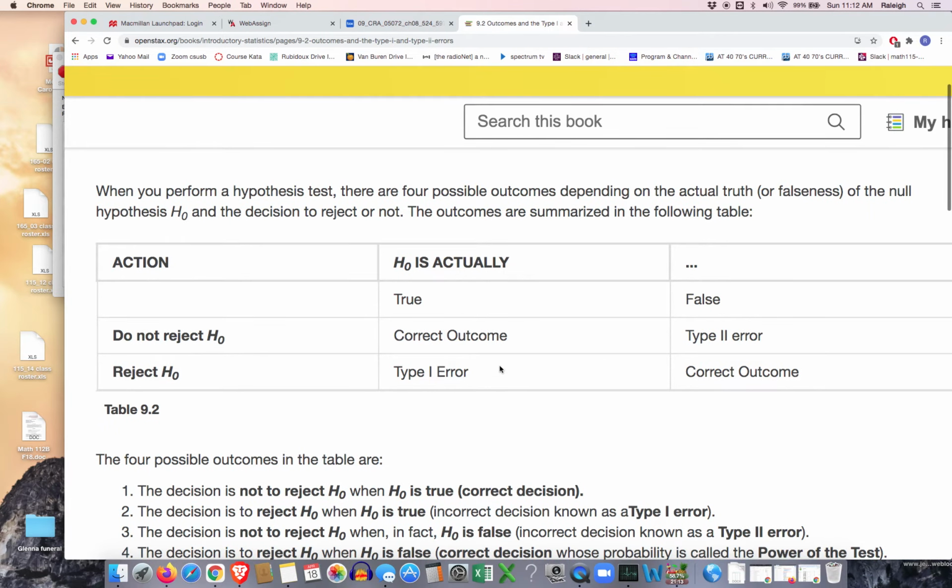Anyway, let's get back to where we are. So what is the type 1 error? Let's focus on that one. That's the most important error. You've rejected H0, but H0 is really true. It's called a type 1 error.